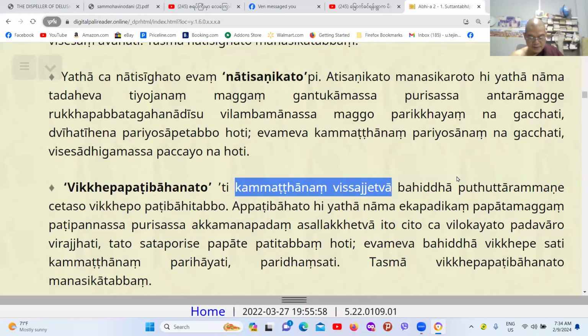Kamathana prihayadi pridasri, the kamathana will be fed, or the kamathana will fall. Now prihayadi, the kamathana will be decreased. Pridasri, the kamathana will fall. Tasma wikipa padibhana do manasikadaban. So it is also very important to prevent our mind from distress.